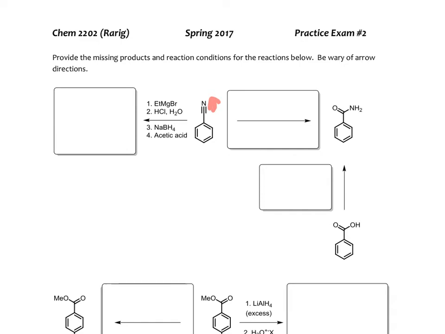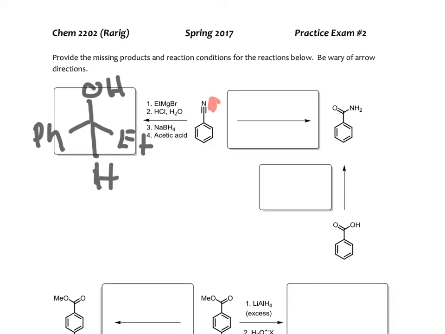Ketones can be reduced by sodium borohydride. That gives you a secondary alkoxide, and acetic acid protonates the secondary alkoxide, so we end up with our phenyl ring that's attached to our former nitrile carbon. This has an OH on it from the reduced carbonyl. It has an ethyl group on it from the Grignard reagent attacking in the first step, and it has a hydrogen that came from sodium borohydride. So we're generating a secondary alcohol in this case.